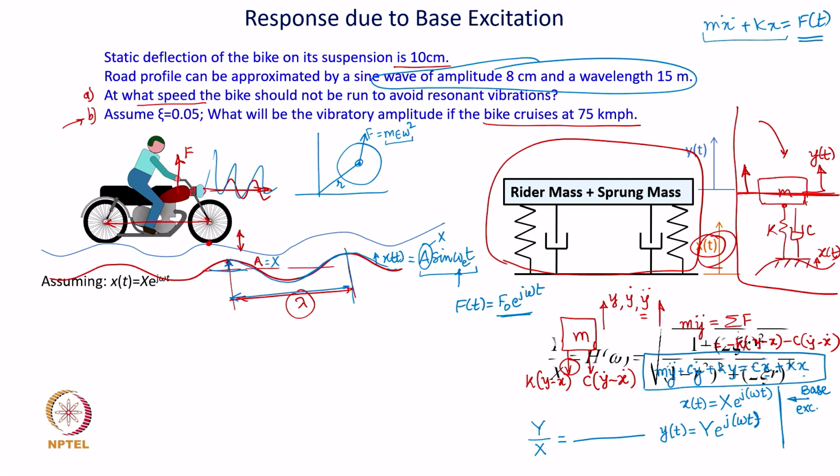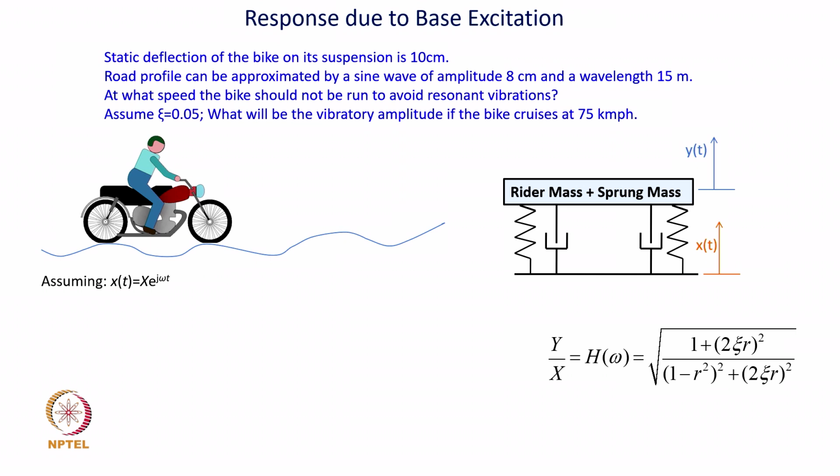And then it is possible to show, if I define the excitation to be a harmonic excitation X e to the power j omega t, the ratio of the output response, that is capital Y here, normalized with respect to the excitation amplitude at the base. So, what we are saying is how much is this Y amplitude related to the base excitation amplitude capital X. That ratio, it is possible to show, is given by this expression.